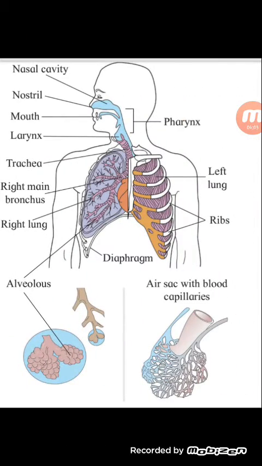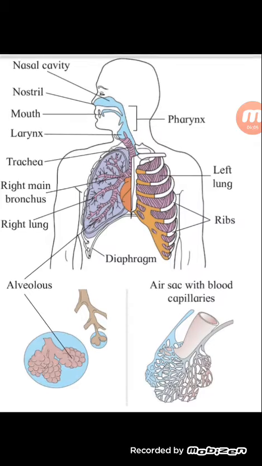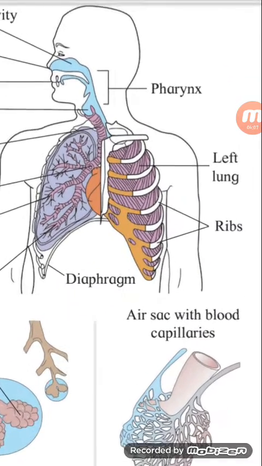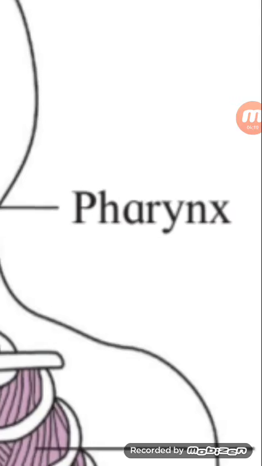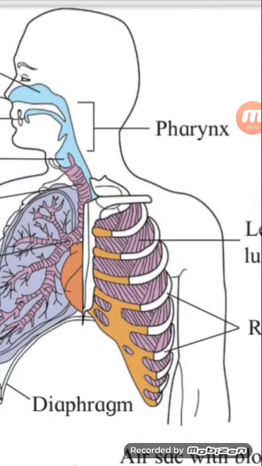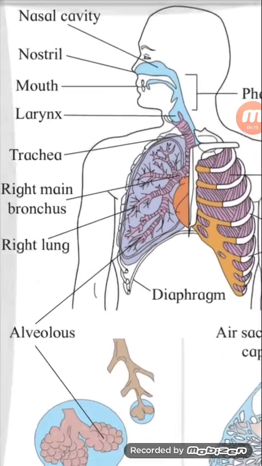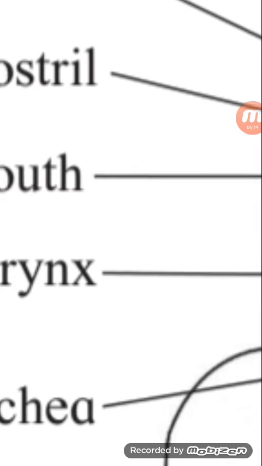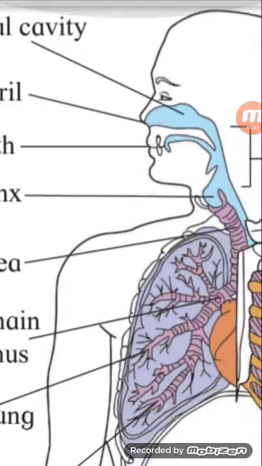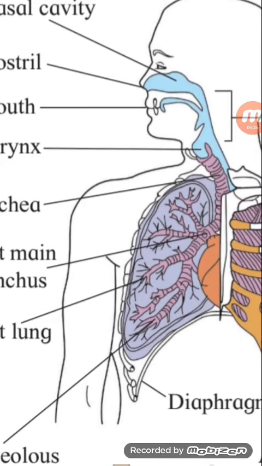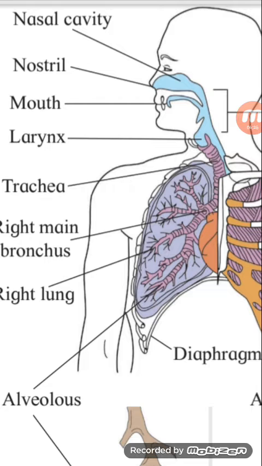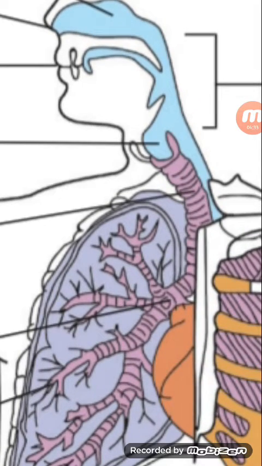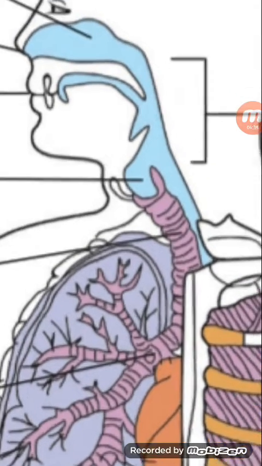Nostril. Then we have seen pharynx. Then we are seeing the larynx. Now what is this larynx? Where is it located? So this larynx is our sound box. It is the sound producing organ.